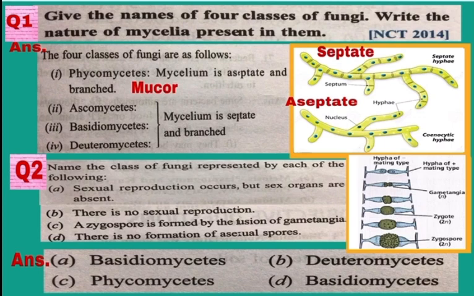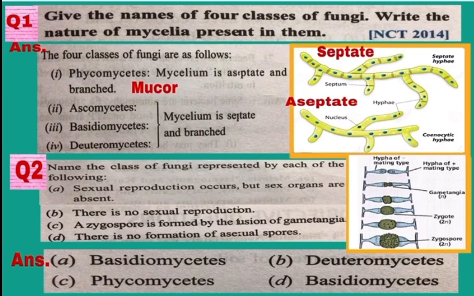Question number 2. Name the class of fungi represented by each of the following. A part of question देखिए क्या है? Sexual reproduction occurs but sex organs are absent. It is in Basidiomycetes class. No sex organs are present and sexual reproduction takes place by plasmogamy, where protoplasm of 2 vegetative cells or somatic cells fuse and give rise to basidium.